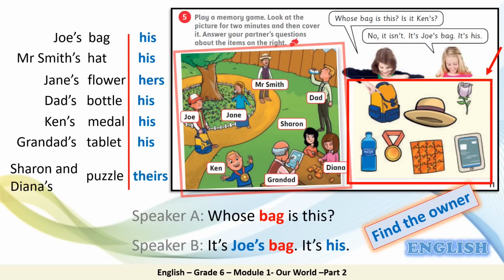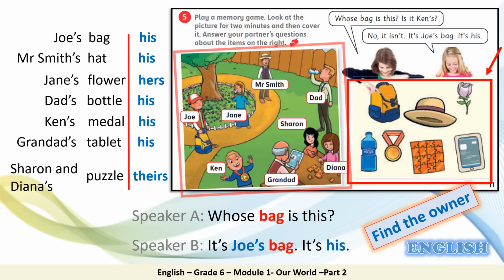It's theirs. Why do we use theirs here? Because Sharon and Diana are 2 people. They are the owners of the puzzle. So the puzzle is theirs.